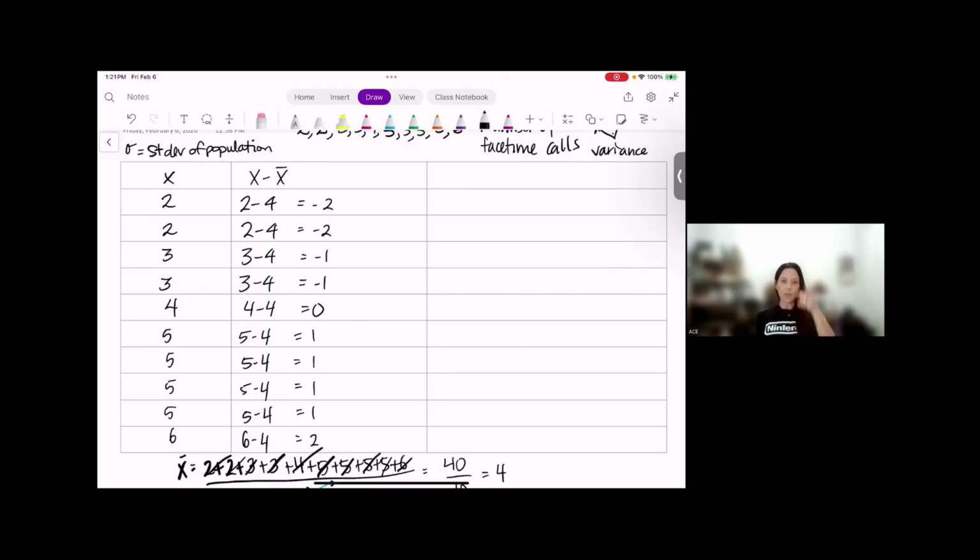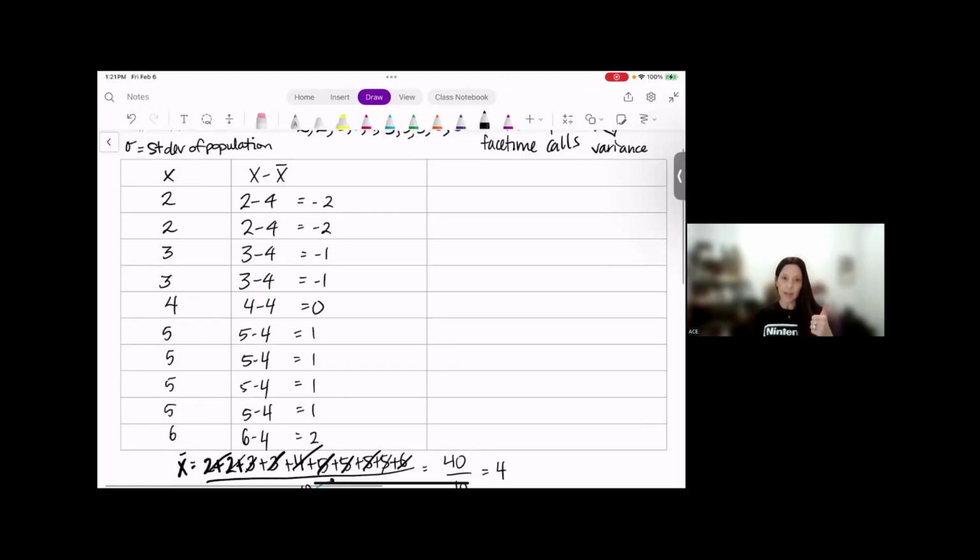If I was to sum this right now, -2 and -2 is -4, plus 2 more negatives is -6. And then on the right-hand side, I have 1 plus 1 plus 1 plus 1 plus 2 is 6. So I have 6 negatives and 6 positives, which would get me to 0, which tells me nothing about how variable this distribution is. It tells me nothing about how far each point is from the mean. This is why we square the data.